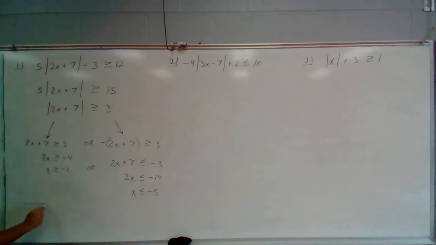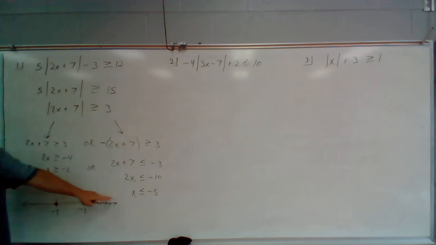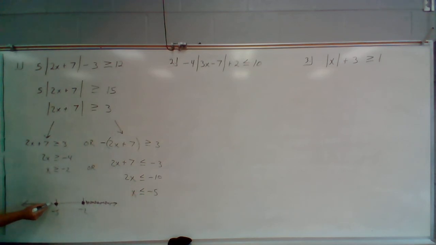Okay, let's put our solutions on a number line. So I have -5, -2. Should be closed circles because I have the equal sign there. All right, so I want all these numbers that are greater than or equal to -2. Those are up this way. Or they can be less than or equal to -5.